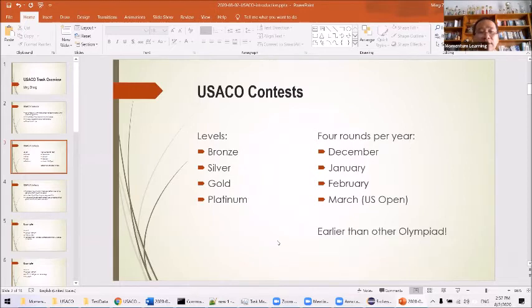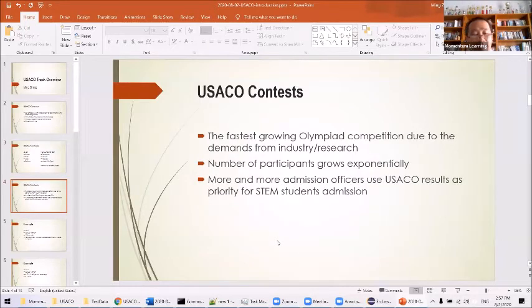All right, next, this contest is one of the subject contests. USACO is probably the fastest growing competition. Among the three, math, physics, and computer science, math still has the largest number of participants.